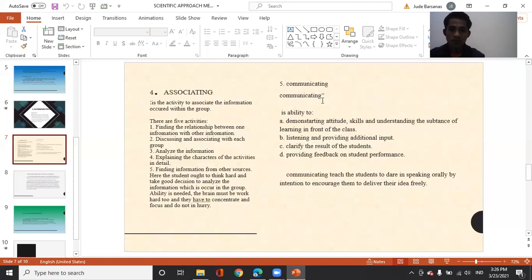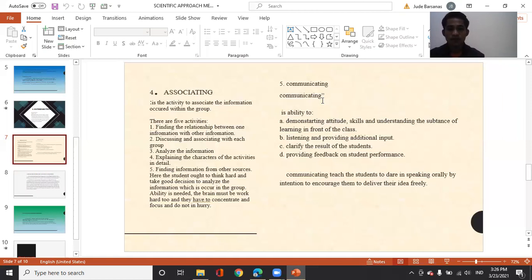And listening and providing additional input. Students listen to each other, try to respect, pay attention to one another, and clarify the result of the student. They need to clarify whether it is right or not. They should work together again to clarify, to make it fixed.